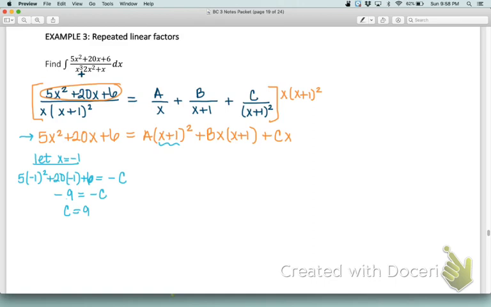Got one. Now let's choose another value for x that is convenient. So I'm going to choose to let x equal 0.